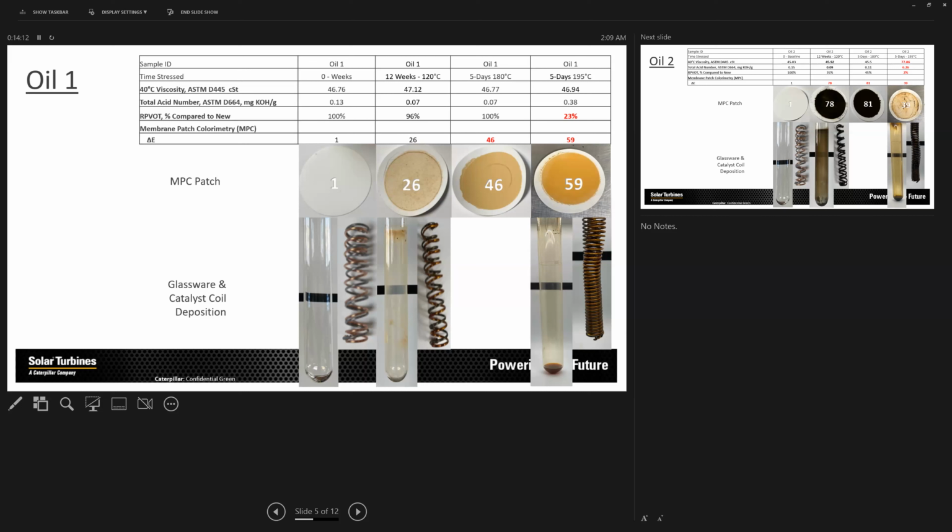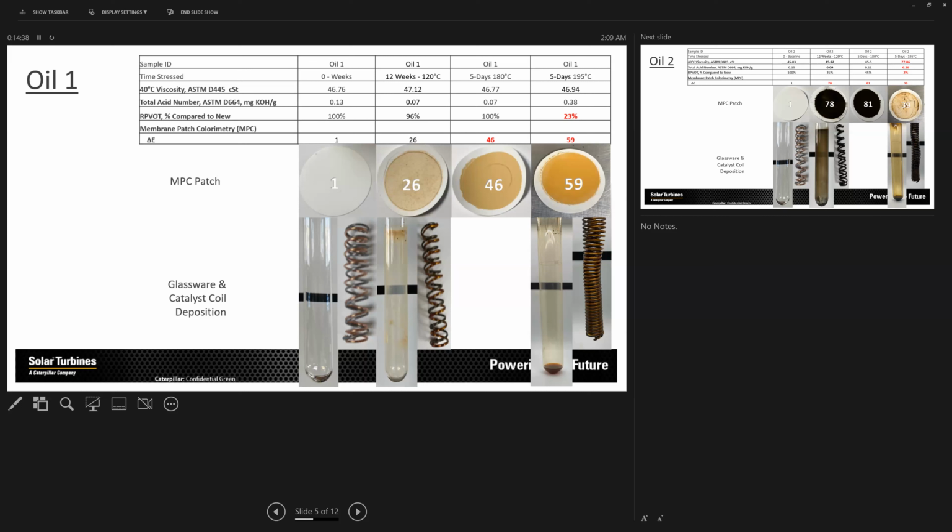And we can see here in the first column the results of the oil analysis at time 0. So this is the oil when it was brand new, and all the parameters are as we would expect them. The total acid number is normal and low. RPVOT is at 100% of the antioxidant level. Viscosity is normal. This is an ISO 46 centistoke viscosity. And then we see the results at 12 weeks.